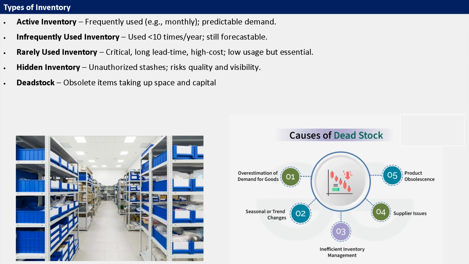Rarely used inventory consists of high-value, long lead time, or mission-critical parts that are essential in emergencies. Although they make up a large portion of SKUs, they represent a small percentage of actual usage. Despite low rotation, they must be available when needed to prevent catastrophic downtime.